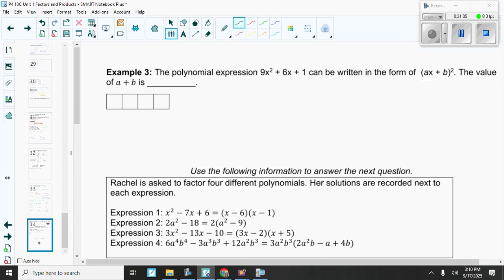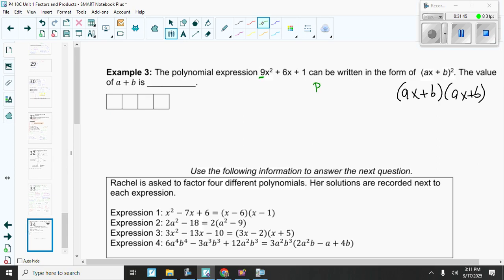The polynomial expression can be written in this form. The value of a plus b. So they're saying that when we factor this, we'll find out that both factors are exactly the same, because remember what this means: ax plus b times ax plus b. So when we factor it, we better have both sets of our factors being the same thing. In this case, we'll have to do decomposition because our a value is not equal to 1. So there's a number in front of the x squared.